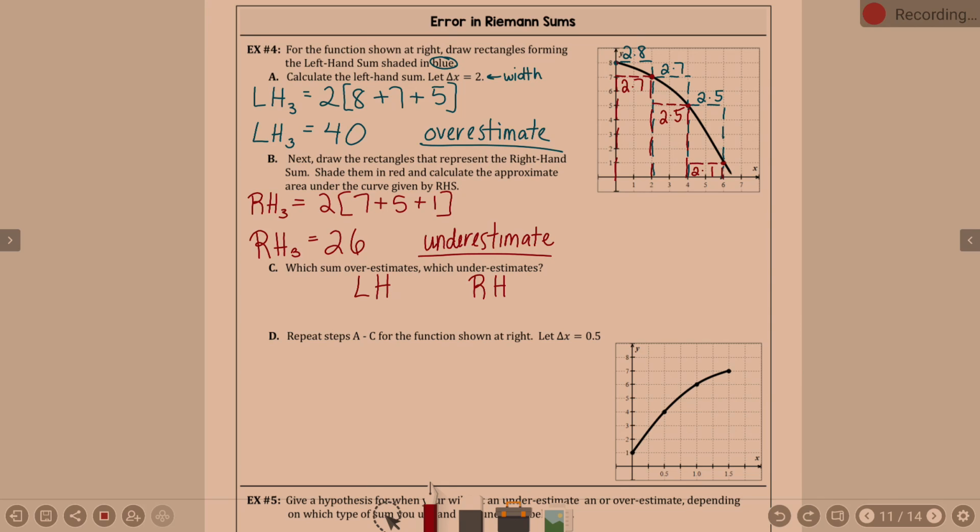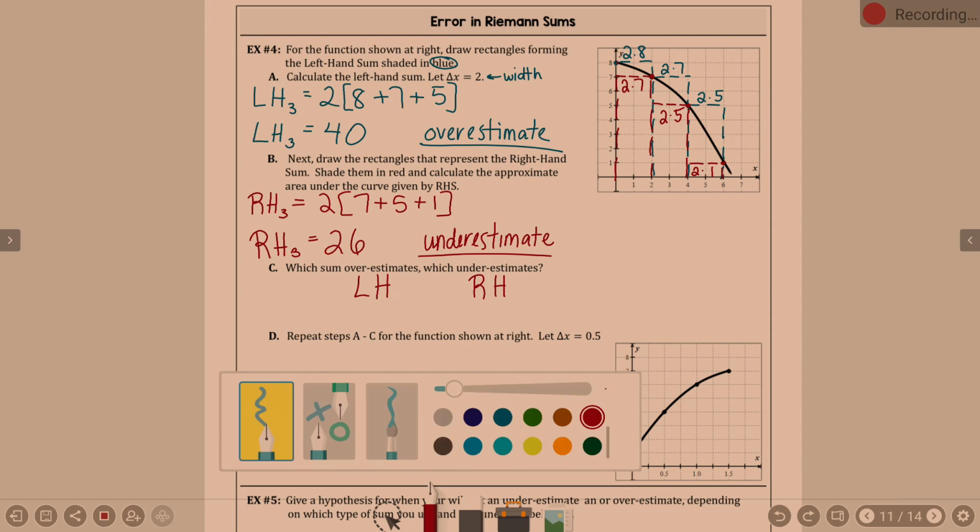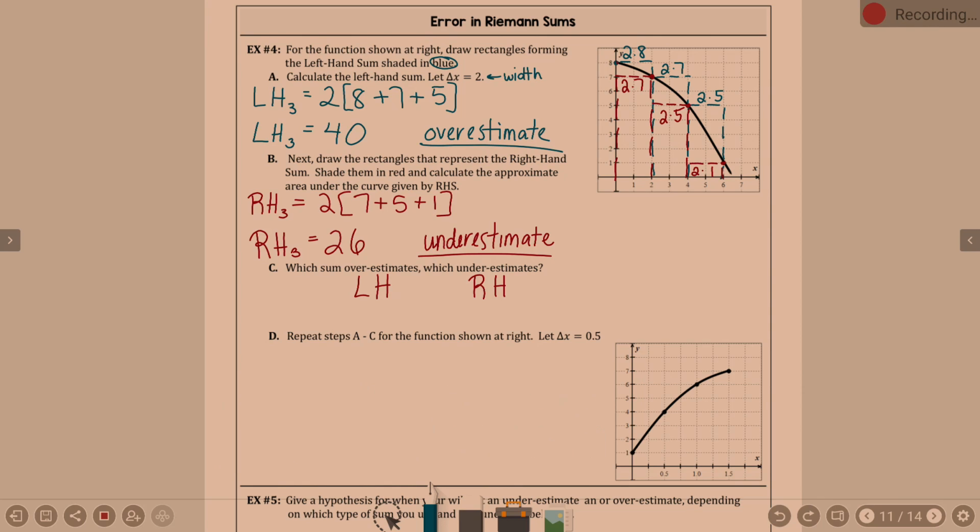Now, D. I don't know if we can get through this today or not, but we'll see. Repeat steps A through C for the function shown at right. Let delta x equal 0.5. But it's still 2 units. So at least there's that. Okay, so we're going back to blue. And blue is our left-hand ones.